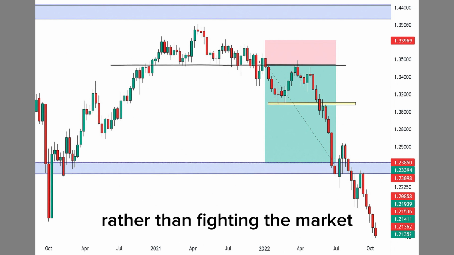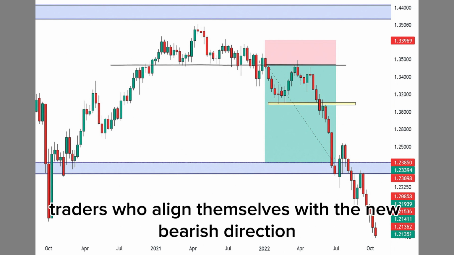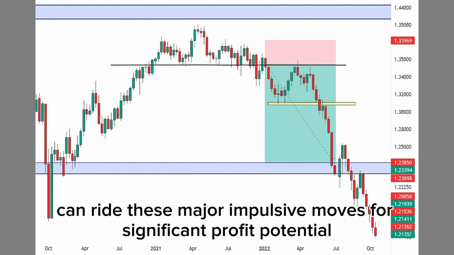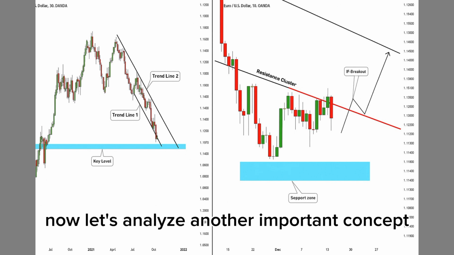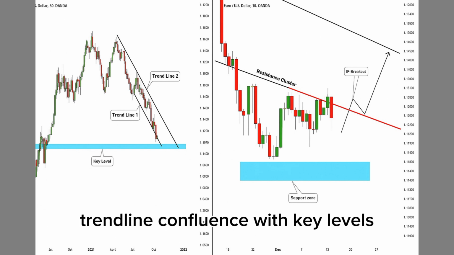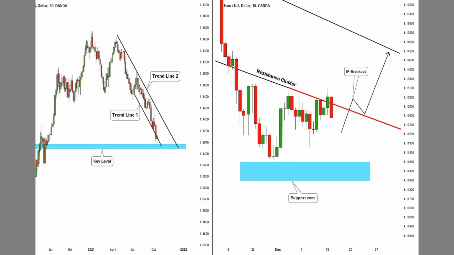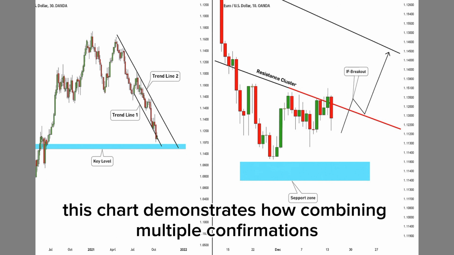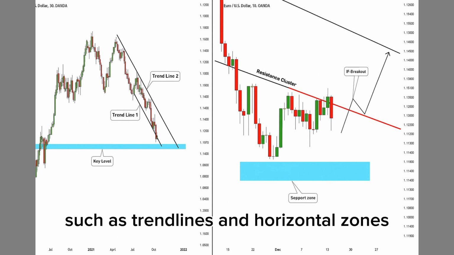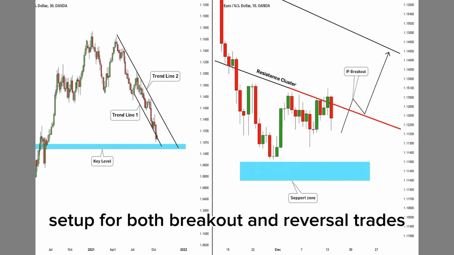Rather than fighting the market, traders who align themselves with the new bearish direction can ride these major impulsive moves for significant profit potential. Now let's analyze another important concept: trendline confluence with key levels. This chart demonstrates how combining multiple confirmations, such as trend lines and horizontal zones, can provide a high-probability setup for both breakout and reversal trades.